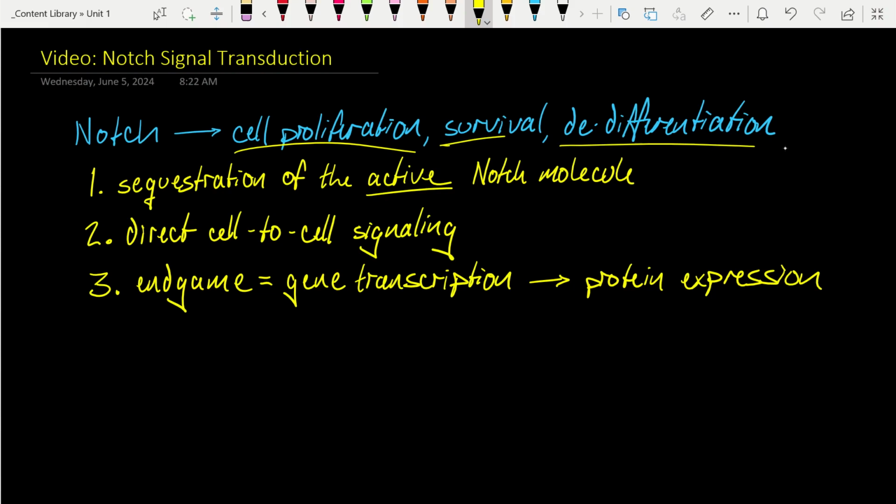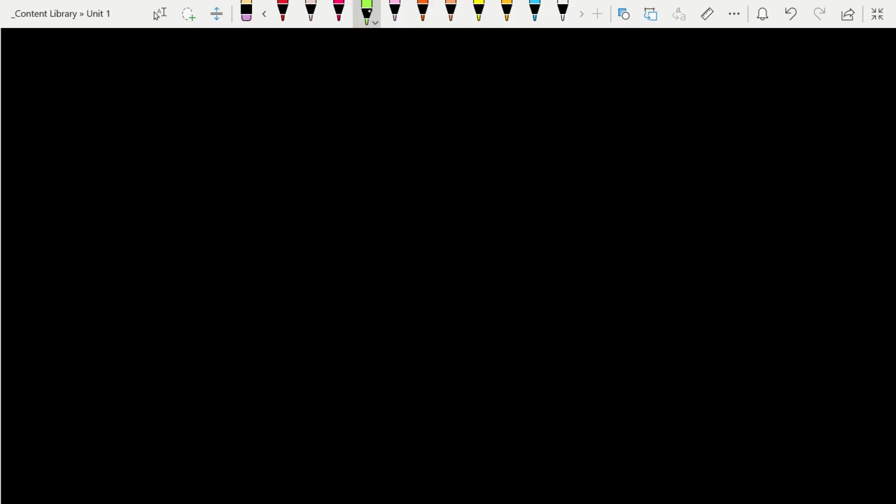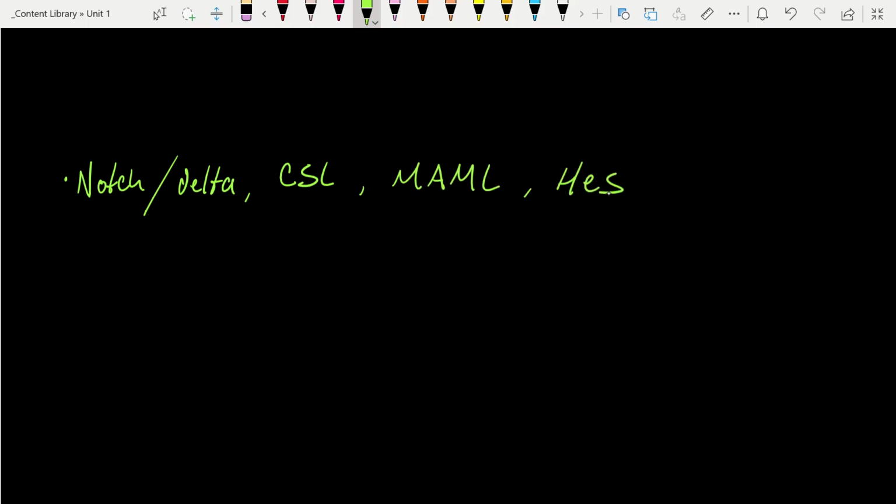Now, this signal transduction pathway is one of the simpler pathways that we're going to look at. Let's introduce the key players. Well, to start off, of course, we've got notch, and the ligand for notch is a ligand named delta. We'll also discuss CSL proteins, a protein called mastermind-like, which is abbreviated MAML, and a family of proteins called Hess. So now that we've got our main players, there's not many of them, let's look at this pathway.